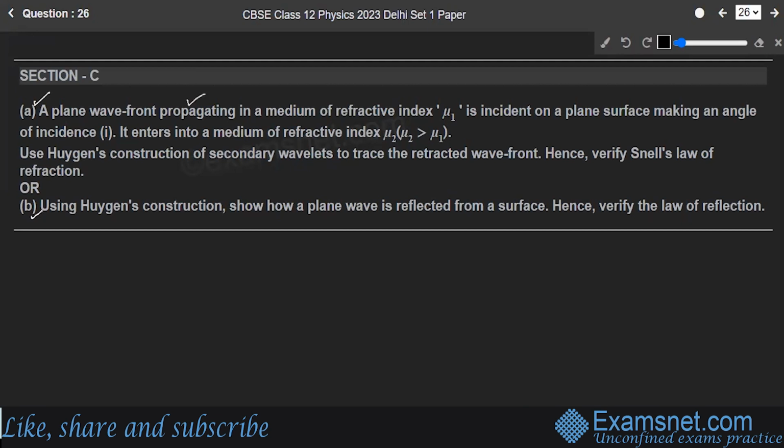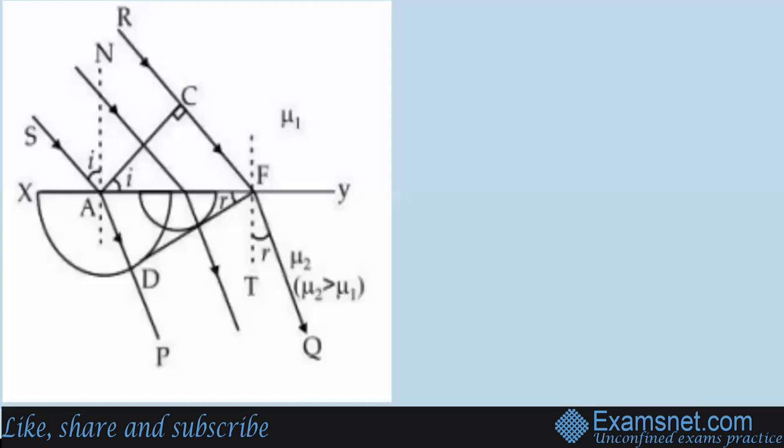A part says a plane wavefront propagating in a medium with the refractive index mu1 is incident on a plane surface, making an angle of incidence I. It enters the medium of refractive index mu2, where the second medium has a higher refractive index than the first one. Using Huygens construction of secondary wavelets to trace the refracted wavefront, you have to verify Snell's law of refraction as well. All right, to understand the problem, let's see this figure.